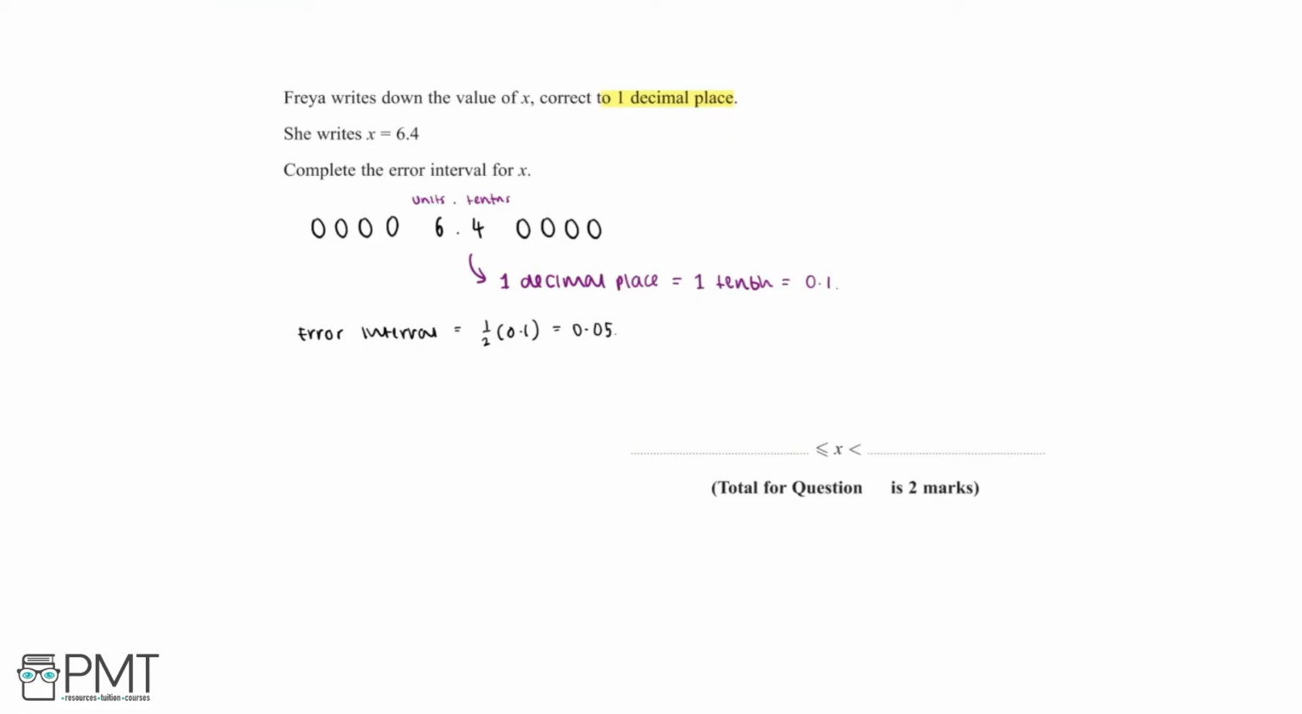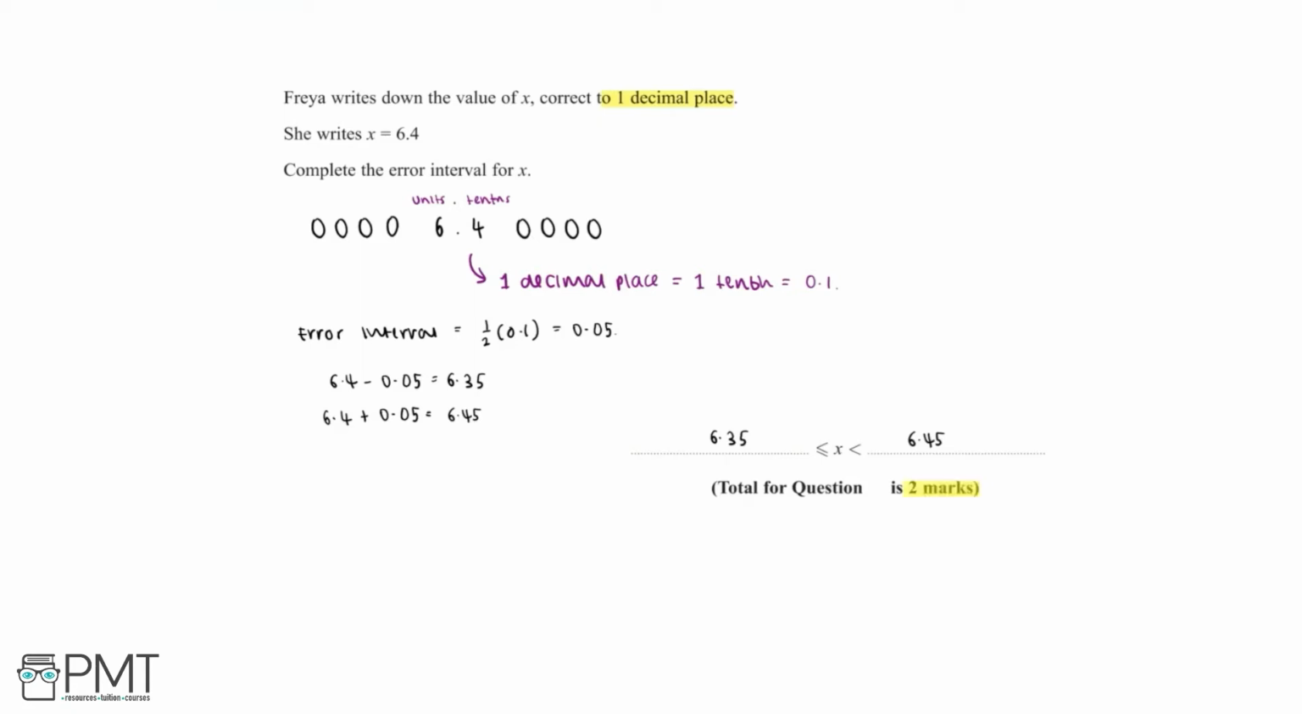And now if the error interval is 0.05 on either side, we'll have 6.4 take away 0.05 on the left-hand side, and 6.4 add 0.05 on the right-hand side. 6.4 take away 0.05 is equal to 6.35, and 6.4 plus 0.05 is equal to 6.45. And so our error interval for the value of x would be 6.35 is less than or equal to x, and x is less than 6.45, which we've shown over here. And so we've now correctly written down the error interval for x.